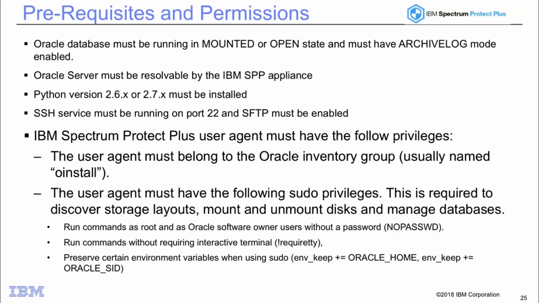Same sort of information with prerequisites and permissions. The Oracle database must be mounted and open and must be in archive log mode to be protected with Spectrum Protect Plus. Of course, the DNS name must be resolvable. You have to have Python version 2.6x or 2.7x, and SSH must be enabled.